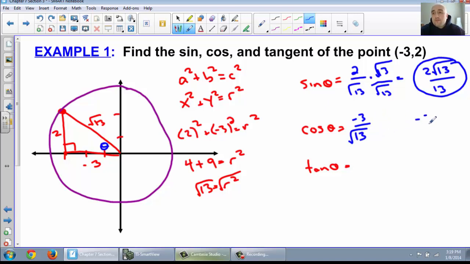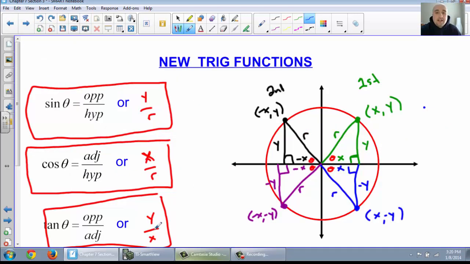So really, if I were to multiply that out, what I would get is negative 3 root 13 over root 13. So you're going to have to multiply by root 13 over root 13 again. Okay? And then lastly is tangent. What's tangent? Tangent is y divided by x.